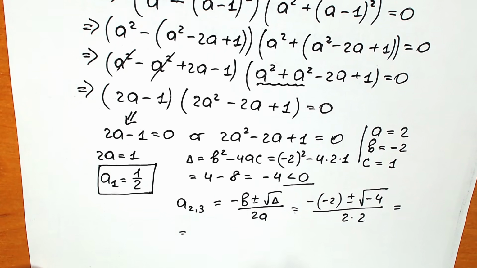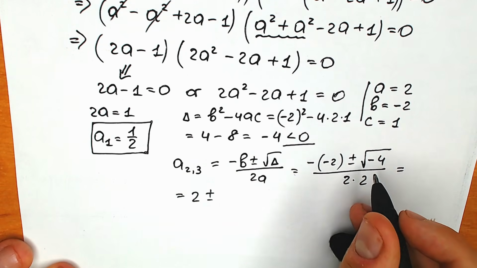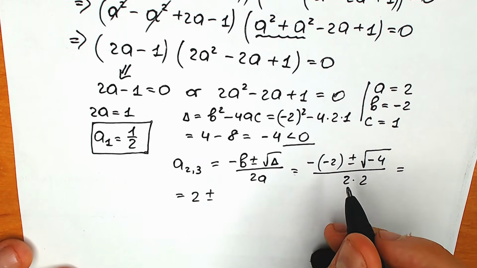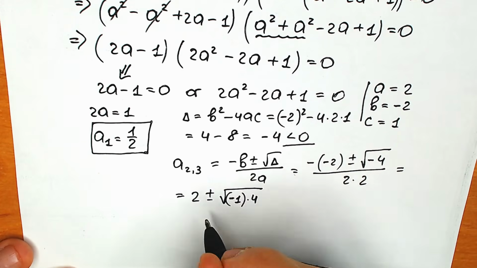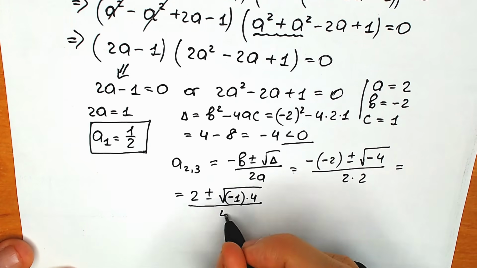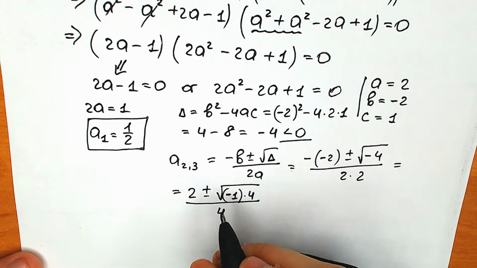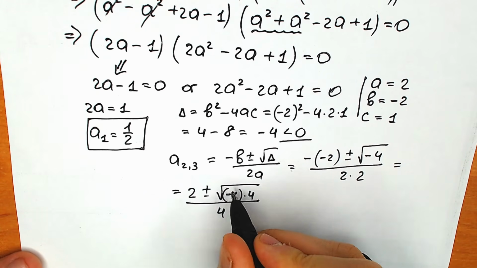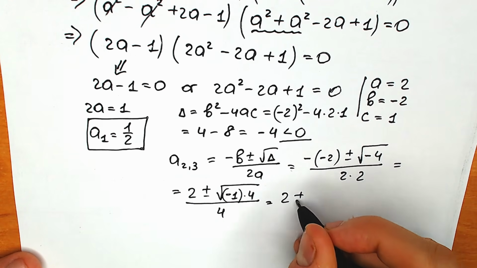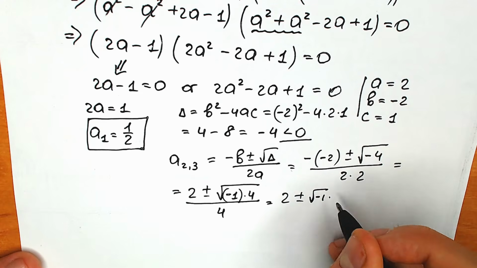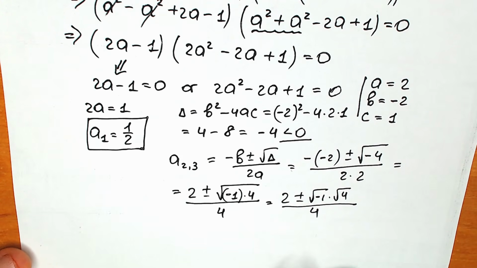So we have 2 plus minus. This square root of -4, we can easily split it. We can write it as square root of -1 times 4. 2 times 2 equal to 4 in our denominator. Right now, there's a really interesting and quick property. We can easily split it as square root of -1 times square root of 4. So 2 plus minus square root of -1 times square root of 4, and we divide it by 4.